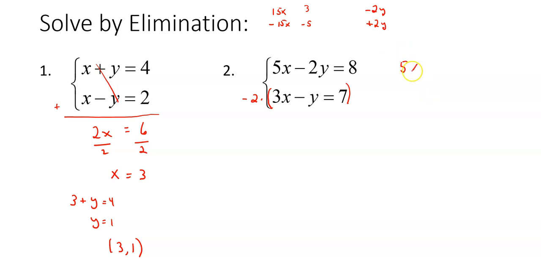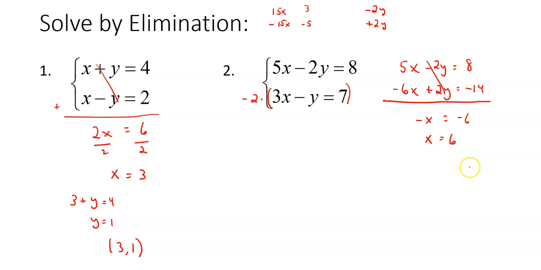So in this top row, I get a 5x minus 2y equals 8. Multiply everything on the bottom row by negative 2. So I get a negative 6x plus 2y equals negative 14. All right, so add the x's together. 5 plus negative 6 is negative 1, so I get a negative x. Look at this, the y's go away. Negative 2y, positive 2y go away. On the other side, 8 minus 14 is negative 6. So multiply through by negative 1, x is 6.